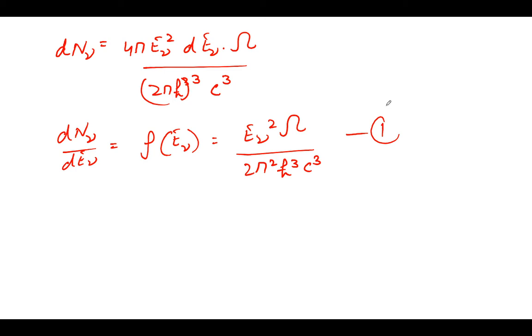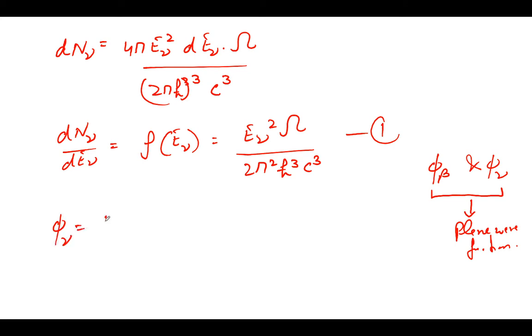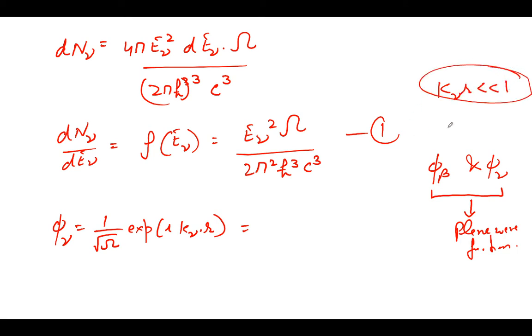As we discussed in beta minus emission, the transformation of a parent nucleus into the product nucleus takes place by the nuclear weak interaction. In that expression of Fermi theory, it contains the beta particle wave function and this neutrino wave function, and we considered both wave functions as plane waves. Since the neutrino is a neutral particle, the neutrino wave function is equal to 1 over root omega exponential of i k nu dot r. Being a plane wave solution, the value of k nu dot r comes out very, very small compared to 1, so we can write this solution as 1 over root omega.